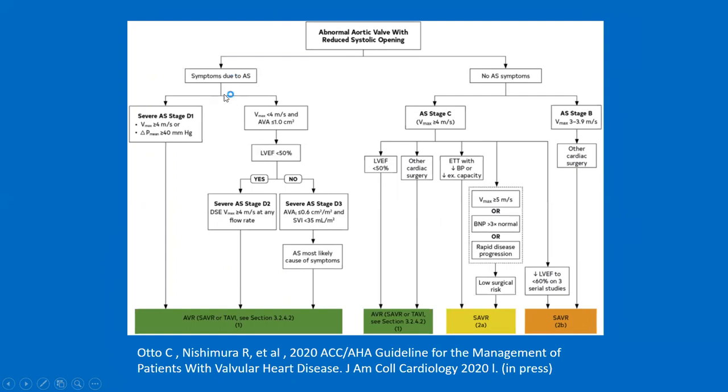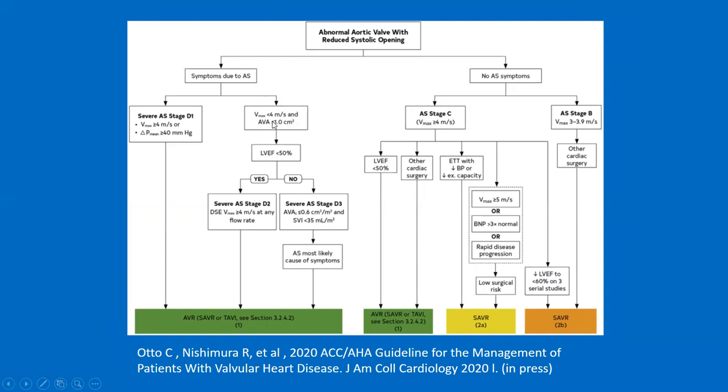In symptomatic patients with severe aortic stenosis and concordant values of transvalvular gradients, velocity more than 4 meters per second and or mean gradient more than 40 millimeters of mercury, this will be stage D1. Remember, please, that D stands for patients who are symptomatic. And these patients should go to aortic valve replacement. It's a class 1 recommendation.